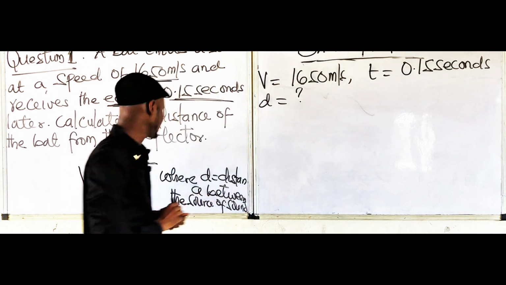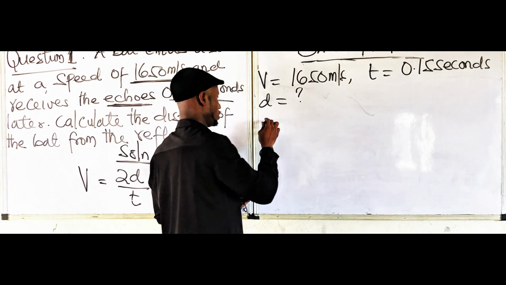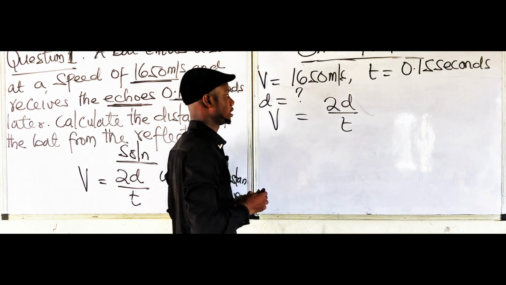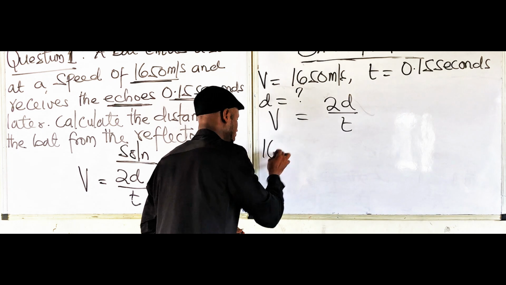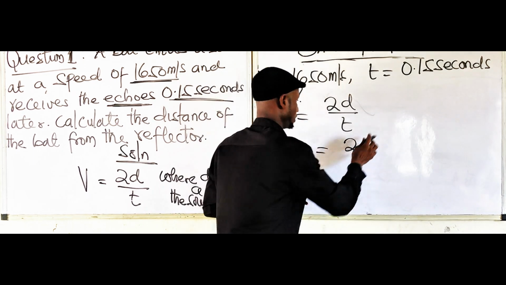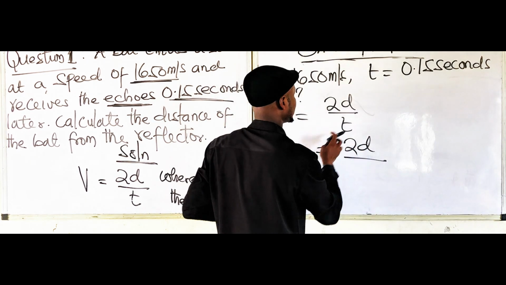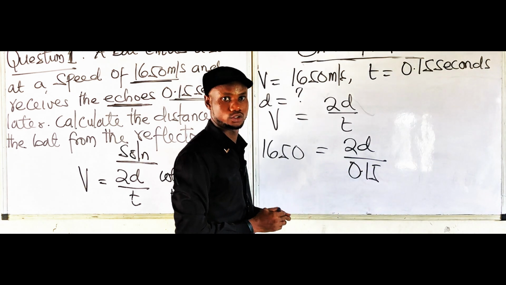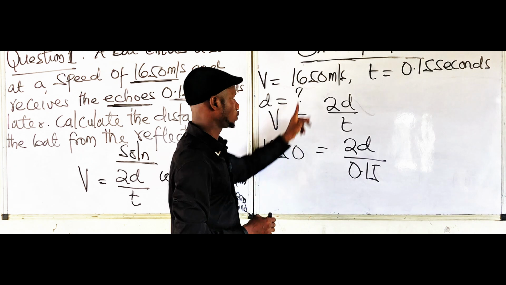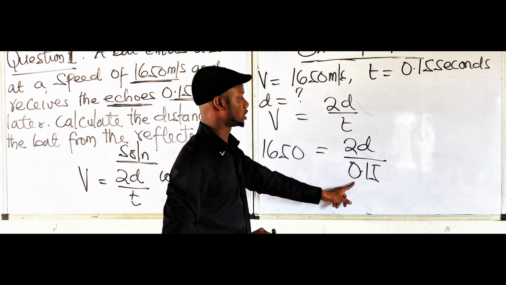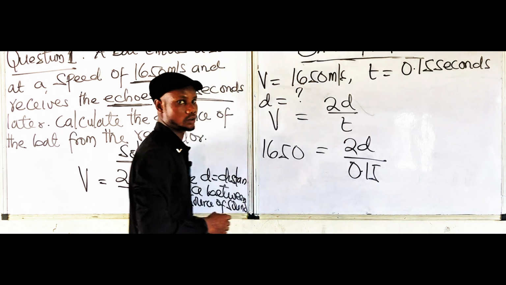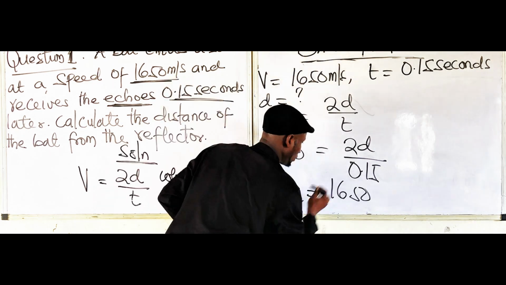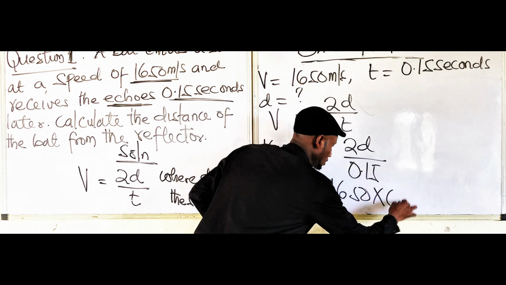So using this mathematical expression, V = 2D over T, let's replace. V is given as 1650, 2D here, and our T is 0.15. We are replacing the values here. V and T are already given, so you have to make D the subject of the formula. When you cross multiply, this is going to be 2D = 1650 times 0.15.